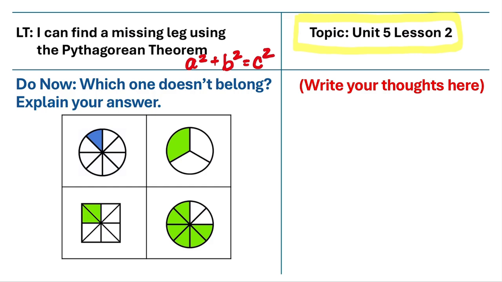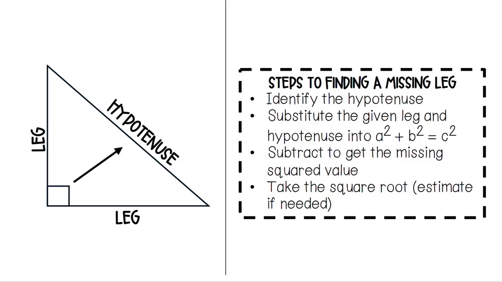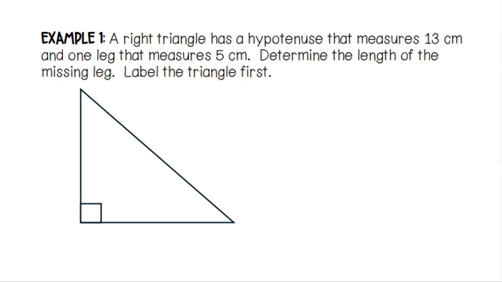Here's our do now. You can copy it into your notebook and write your thoughts about those 4 pictures. Underneath your do now in your 2-column notes, you will draw this diagram of a right triangle, the legs and the hypotenuse labeled, and these are the 4 steps to finding the missing leg if we know the other leg and the hypotenuse. Remind yourself that the legs are A and B, but the hypotenuse is always C. The hypotenuse is always across from that 90-degree angle, and it should be the longest side. Once you've copied those 4 steps into your notes, we'll start with question number 1.